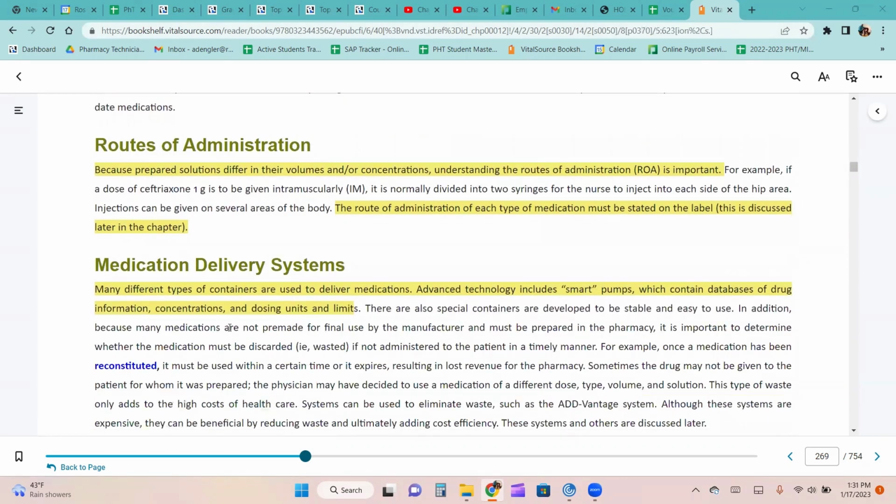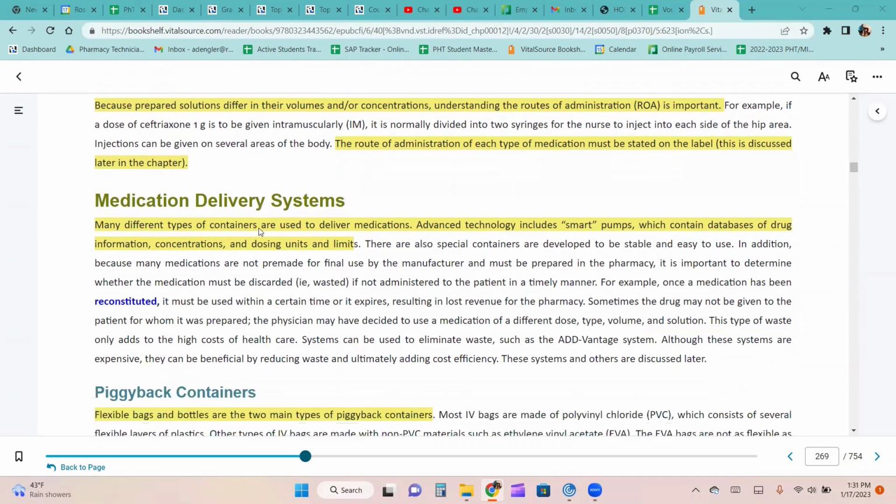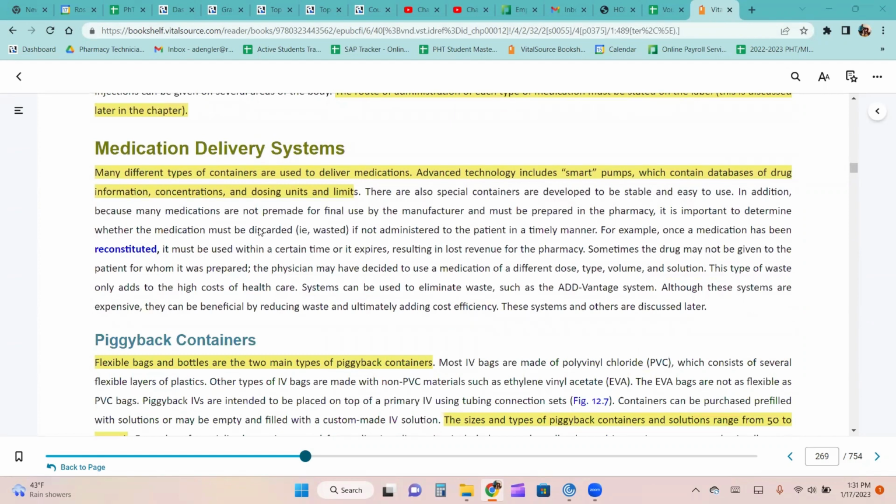Because prepared solutions differ in their volumes and or concentrations, understanding the routes of administration is important. The route of administration of each type of medication must be stated on the label. Many different types of containers are used to deliver medication. Advanced technology includes smart pumps, which contain databases of drug information, concentration, and dosing units and limits.